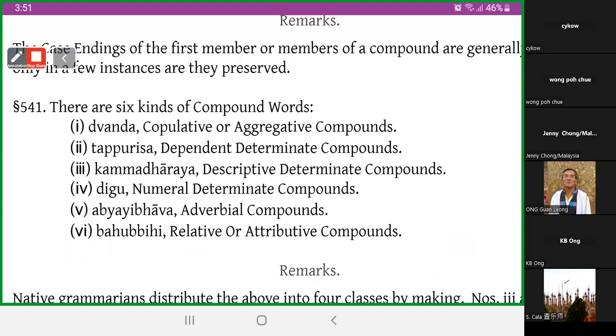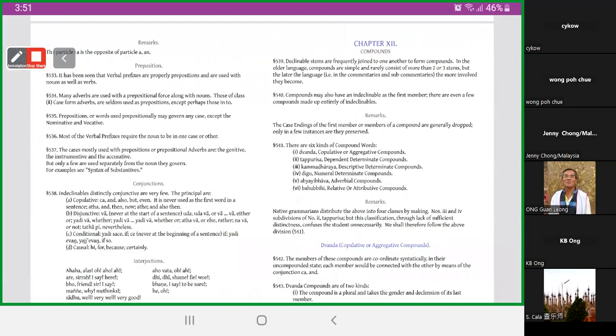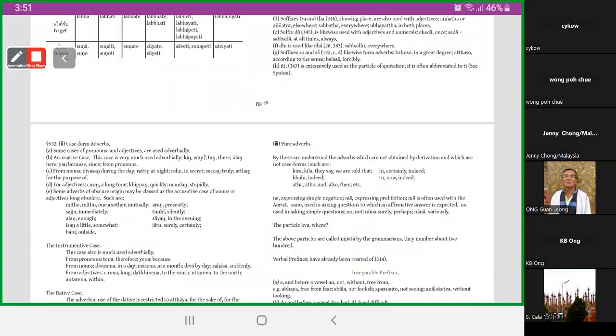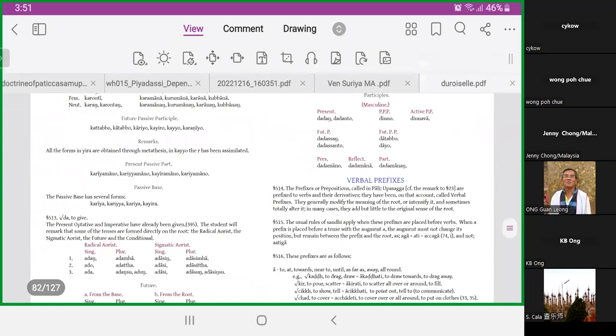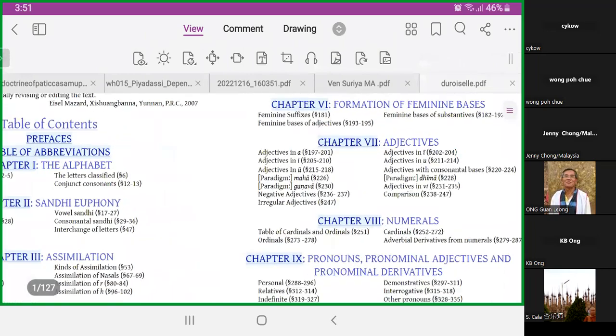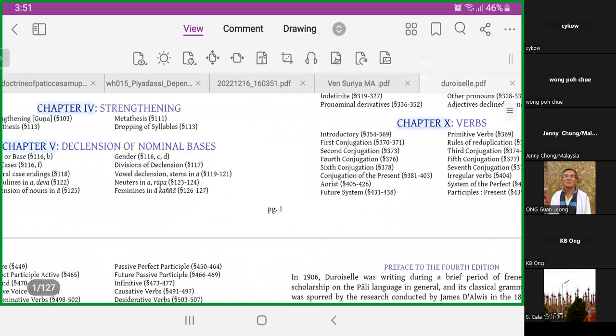Okay. So now we finish. If no question, we just look at some of the grammar points, because for this month, we are going to just study the grammar. Okay. In January, you all will do your presentation.